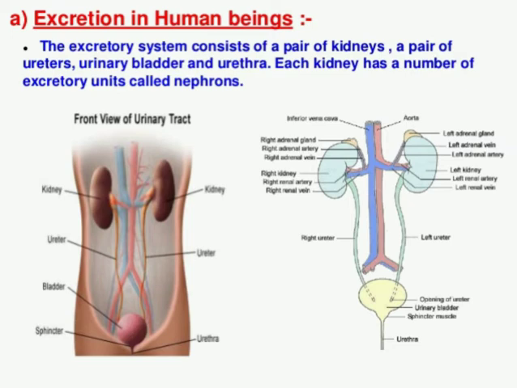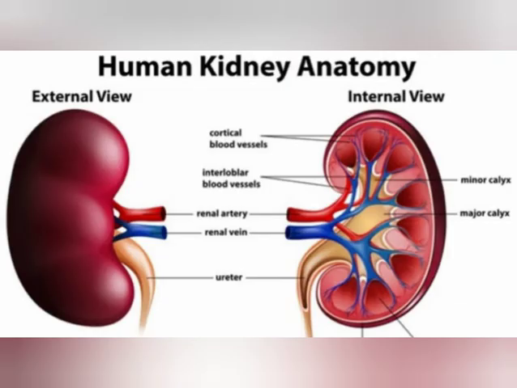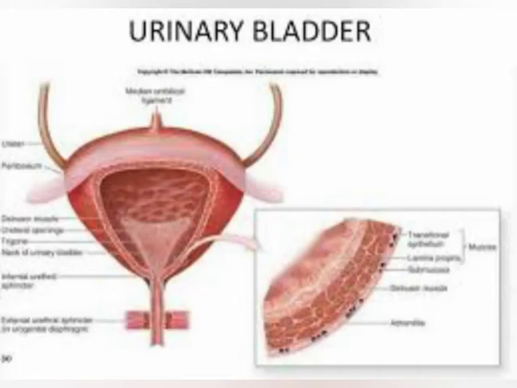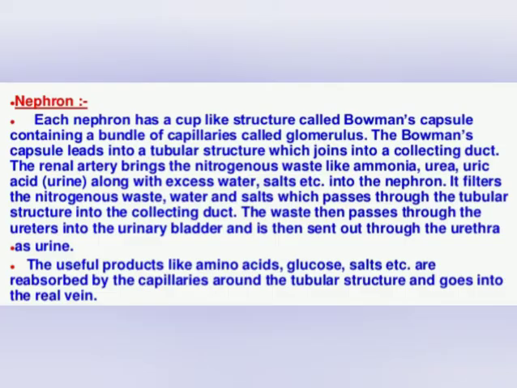Excretion in human beings. The excretory system consists of a pair of kidneys, a pair of ureters, urinary bladder, and urethra. Each kidney has a number of excretory units called nephrons. This is the kidney, showing the two kidneys, two ureters, bladder, and urethra. And this is the human kidney anatomy, external and internal view. This is the ureter, and this diagram is the urinary bladder, and this is the excretory system.